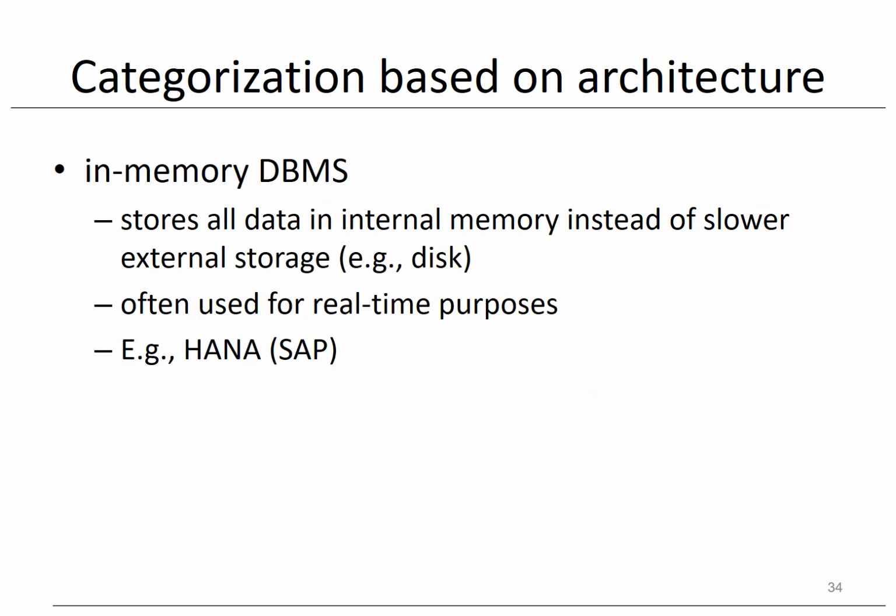An in-memory DBMS stores all data in internal memory instead of slower external storage such as disk. It is often used for real-time purposes, such as in telco or defense applications. Periodic snapshots to external storage can be taken to support data persistence. A popular example of an in-memory DBMS is SAP's HANA product.